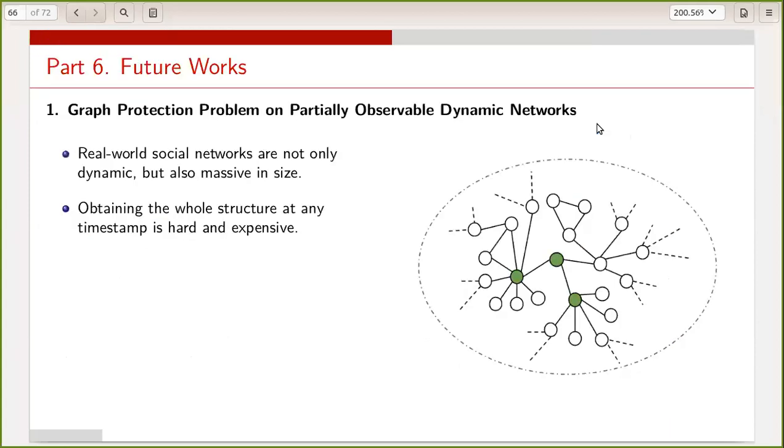Some future work is still left here. The first one: because we assume that the protection is on a wholly observable dynamic network, we should handle the partially observable case. How about if we don't know the whole structure of the network, and only know the partial structure? The real-world social network is not only dynamic but also massive in size, and obtaining the whole structure at any timestamp is hard and expensive. So this is left for our future work, and maybe we can also collaborate as well.